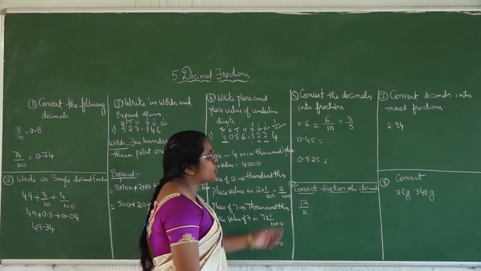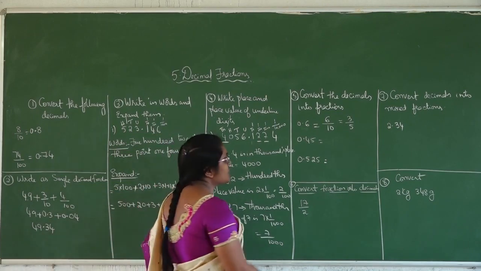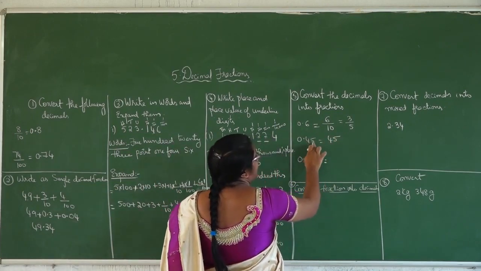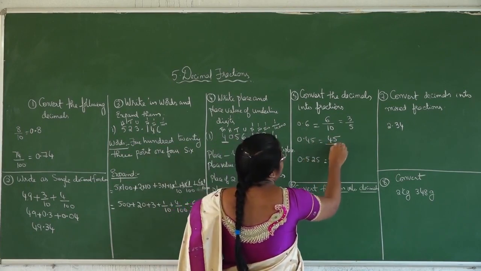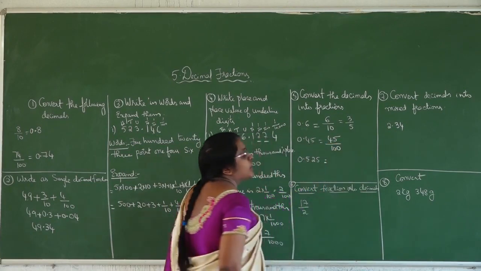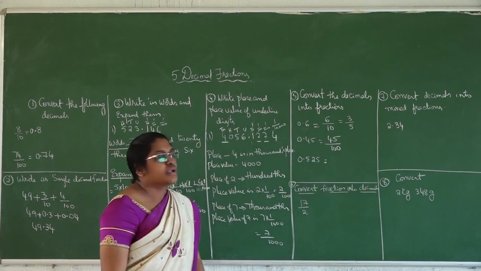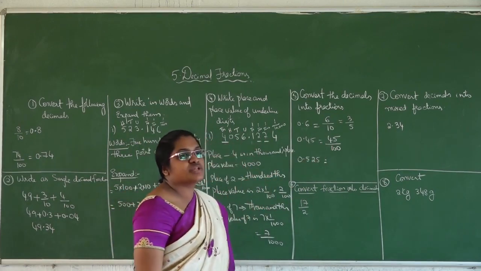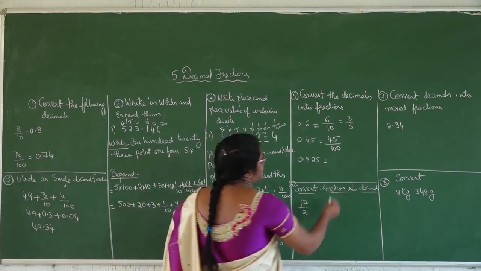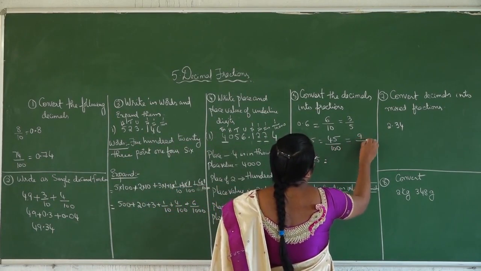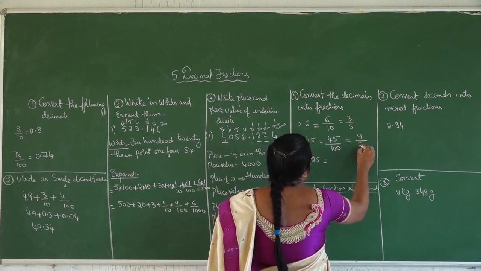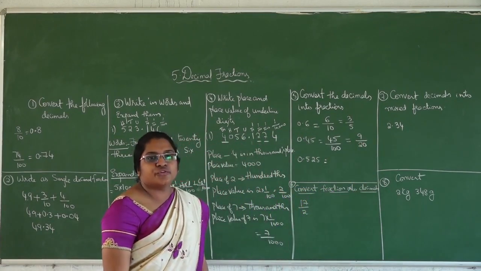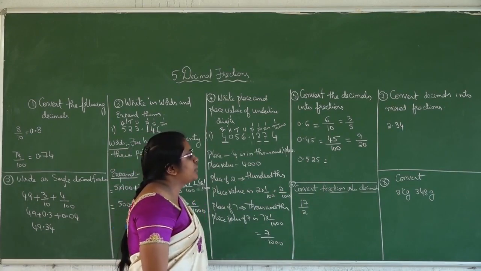Next, 0.45. 0.45 can be written as 45 and how many places are there? 2 places are there. So we have to put 100. So 45 by 100. Since 5 and 0 are there, no doubt this fraction is divisible by 5. 5 9s are 45 and 5 20s are 100. So 9 by 20. 0.45 is equal to 9 by 20.